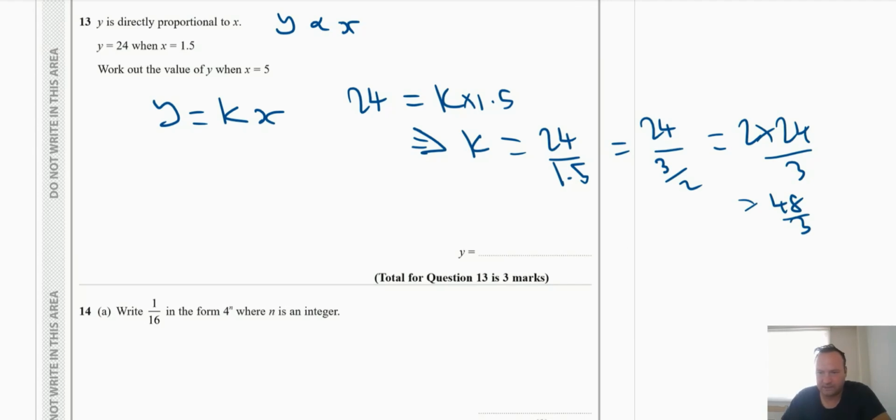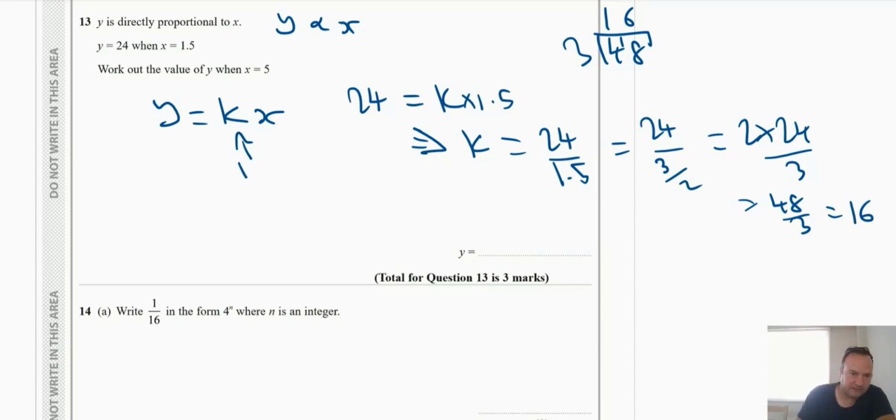Okay. Now, the next thing that we need to do is see if this actually simplifies. So, does 3 divide into 48? 3 into 4 is 1. Carry the 1 over, 3 into 18 is going to be equal to 6. So we can see k is 16. So subbing k equals 16 back into here means that y is going to be 16x. Work out the value of y when x equals 5. We can basically say that means that y is equal to 16 times 5.